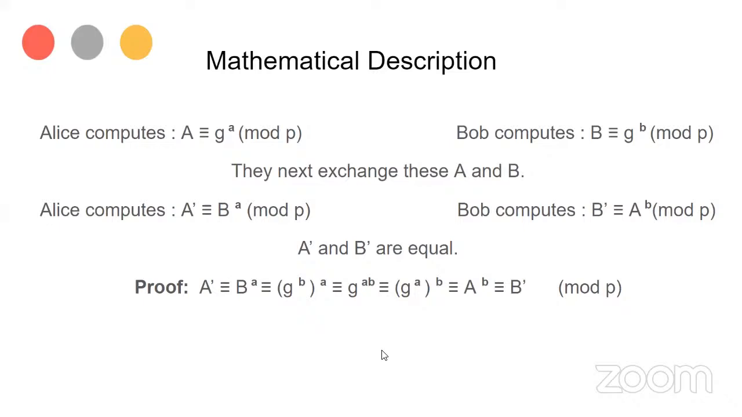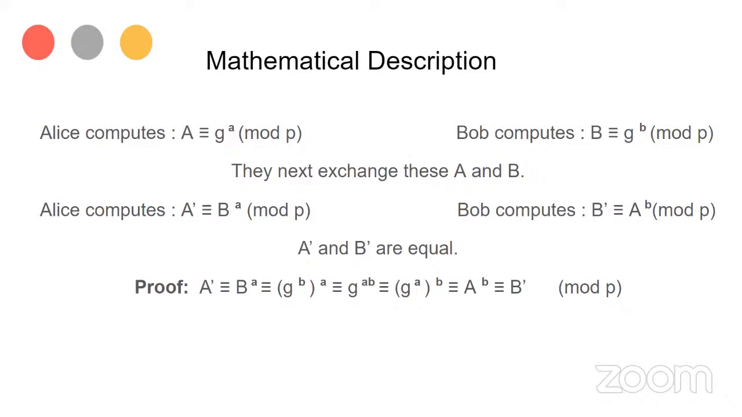So this is the mathematical description. Alice computes A is congruent to g to the power a mod p, and Bob computes B is congruent to g to the power b mod p. Here the small a and small b are the private or secret keys of Alice and Bob respectively, and g is the common value which is known to Bob and Alice as well. The way we talked about the common paint, that same example is applied here. So they have created capital A and capital B, and they exchange them.